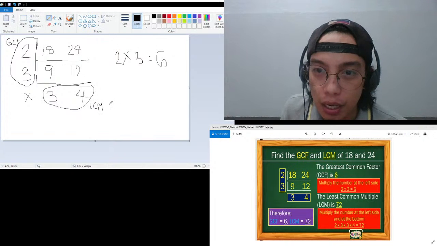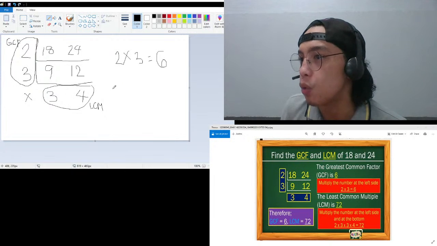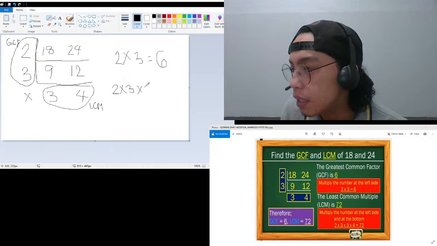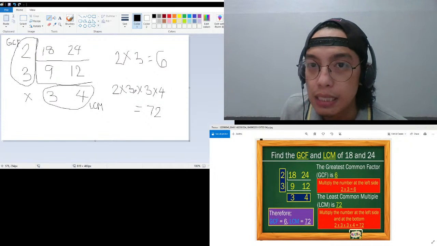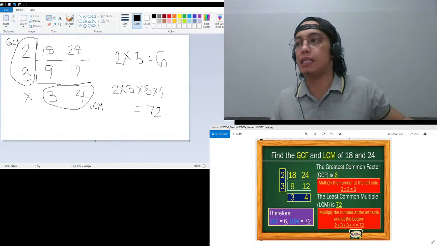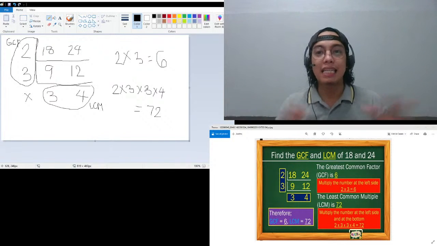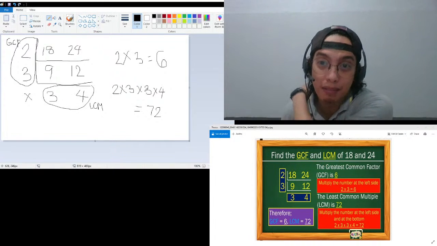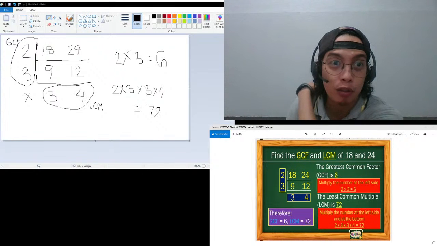Let's try the LCM. 2 times 3 times 3 times 4. 2 times 3 is 6, times 3 is 18, times 4 is 72. Let's just validate. It's correct. And that's how you can find both GCF and LCM using this method. Okay? Do we have any questions?